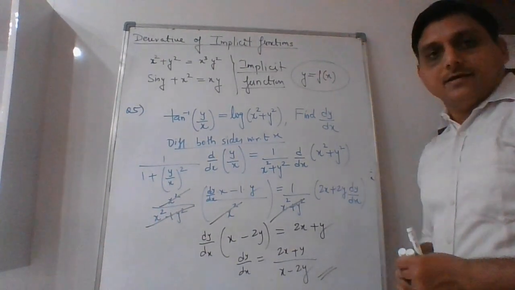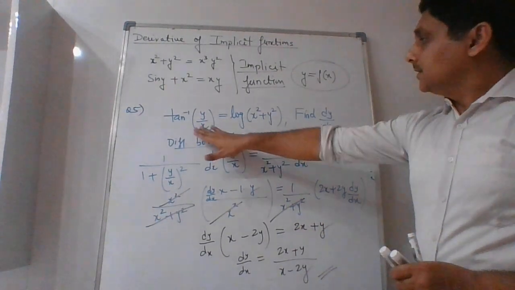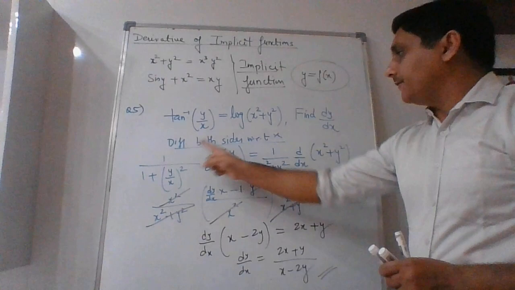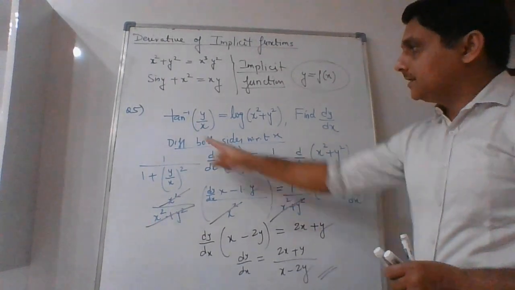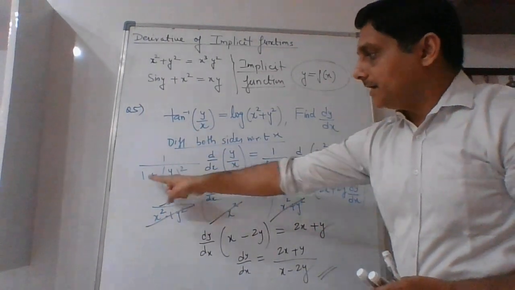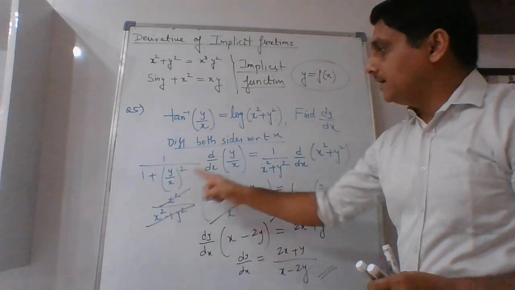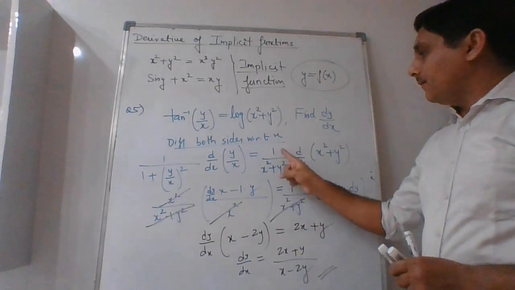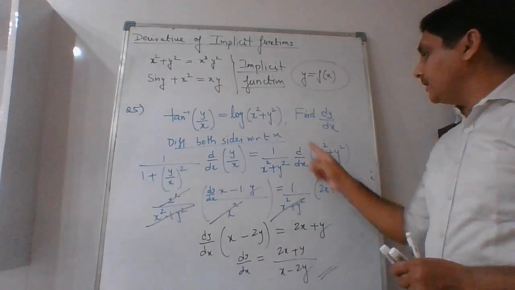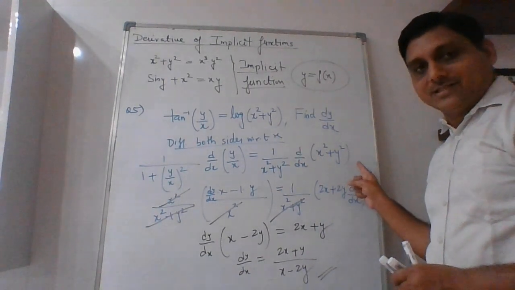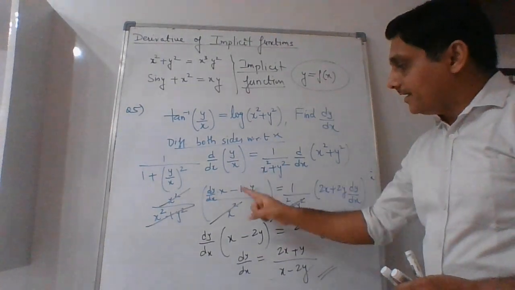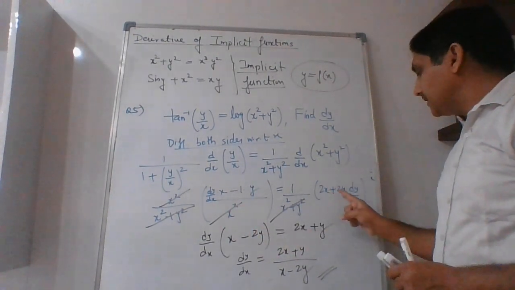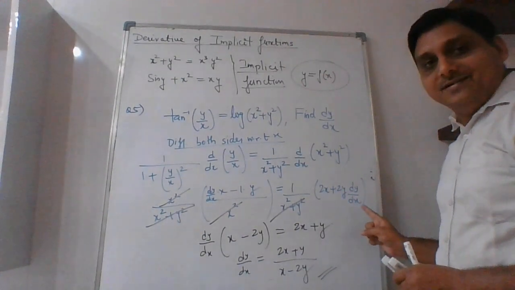So let me recall this again. This was the question, find dy upon dx. Now we had written differentiating both the sides with respect to x. For tan inverse x, the derivative was 1 upon 1 plus x square, that I had written. After that, I need to take the derivative of y by x. Over here, 1 upon x square plus y square. Then we need to take the derivative of x square plus y square. Here I had applied the quotient rule, and the derivative of this will be 2x plus 2y dy upon dx.